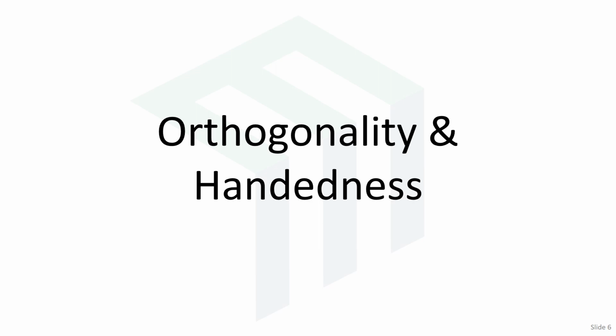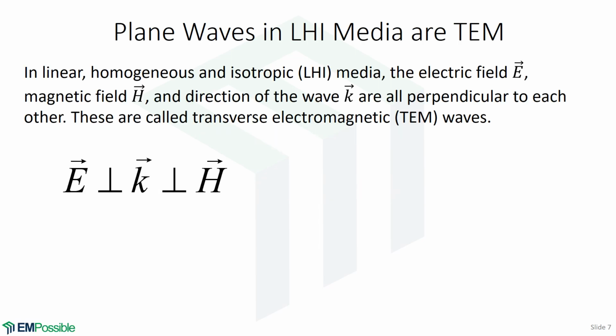Let's talk briefly about the orthogonality and handedness of the polarization of electromagnetic waves. So in linear, homogeneous, and isotropic media, so we'll call those LHI media, it turns out the electric field, the magnetic field, and the direction of the wave, all three of these are exactly perpendicular to each other. So since the electric field and magnetic field are both perpendicular or transverse to the direction of propagation, we would call these waves TEM.